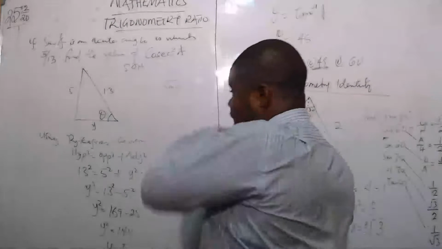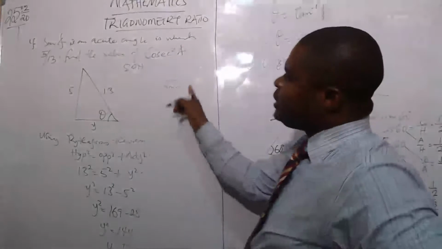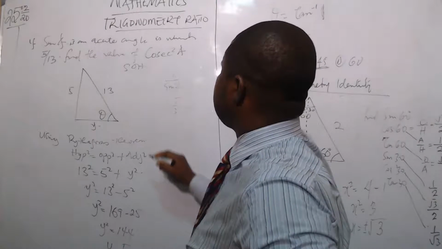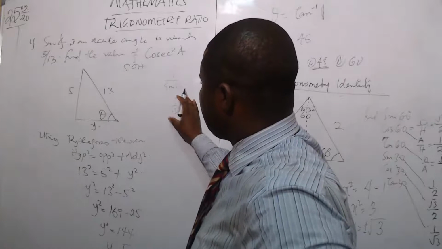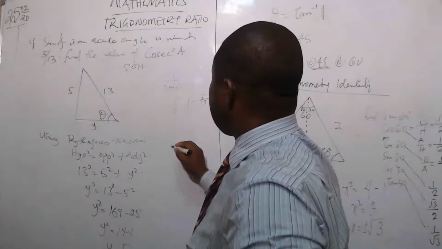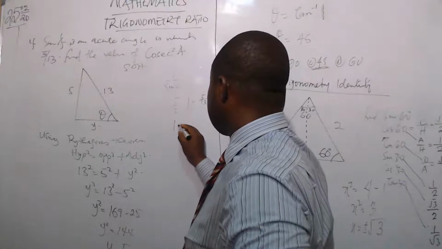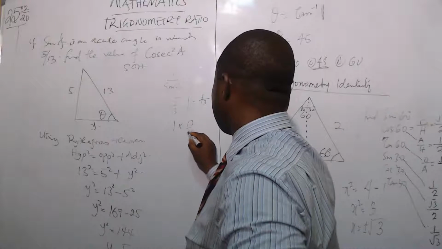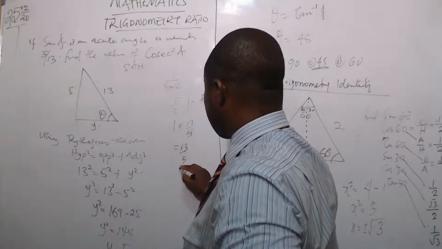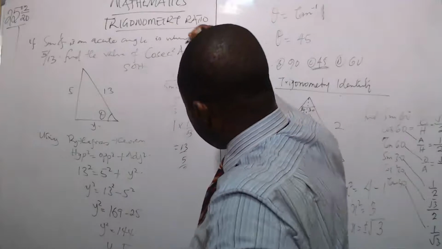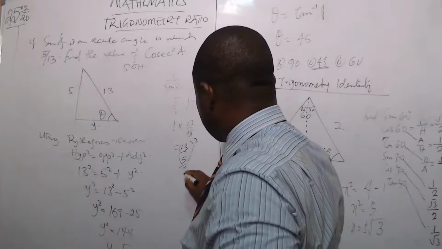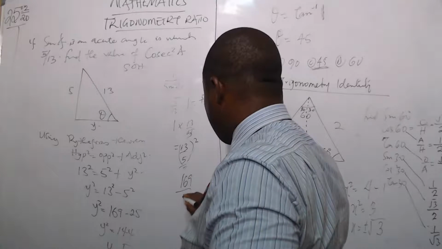Now, if sine A is 5/13, the inverse of this means 1 divided by 5/13, and that will give us 1 times 13/5. So you have 13/5 for this. Now, because of the word squared, you will now square this to give 169/25.